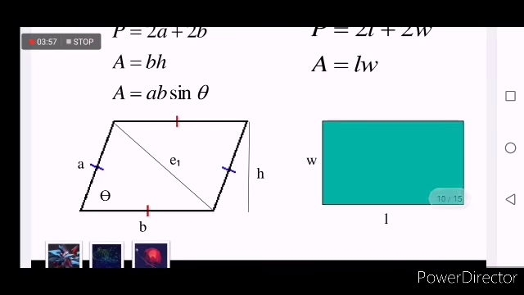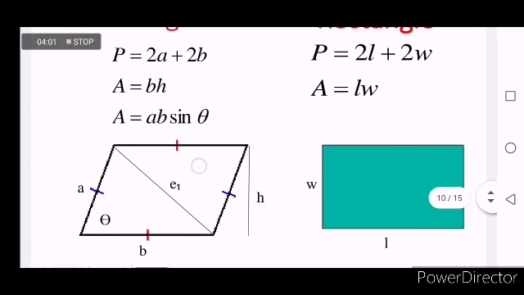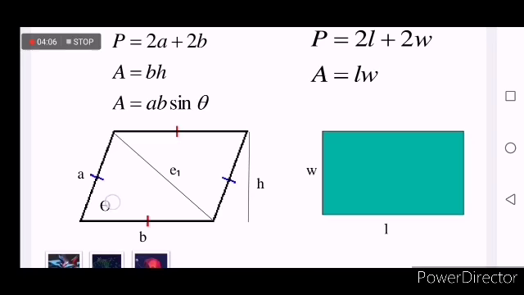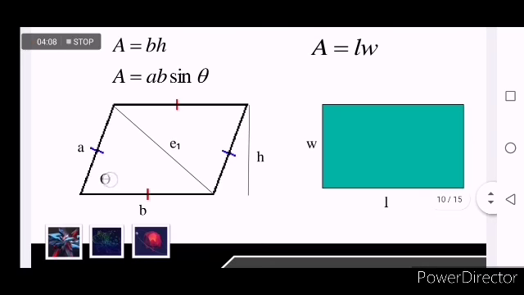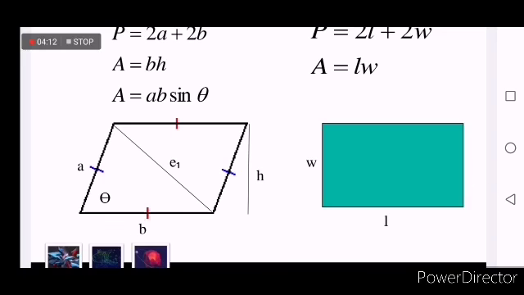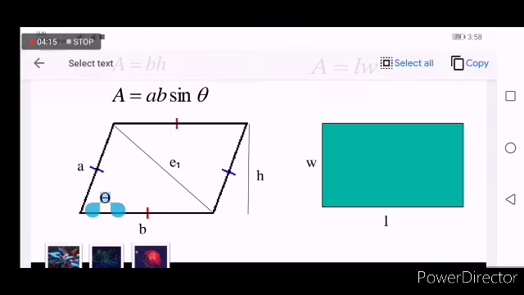Okay? Now, what's e sub 1 here? E sub 1 here is a diagonal. Diba? Ngayon, look at this interior angle here. This angle theta is included between side A and side B. Now, ano ang sinasabi sa atin ng theta na to? It means that if you are looking for the area of this parallelogram and two of the sides are given, you can always use area equals AB sine theta, wherein theta is the included angle between A and B.